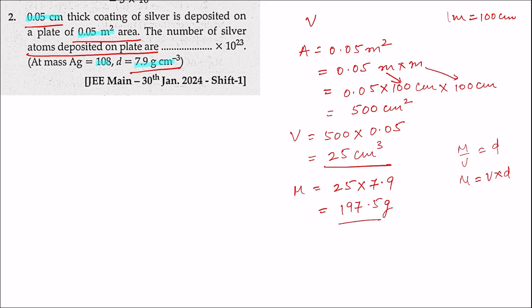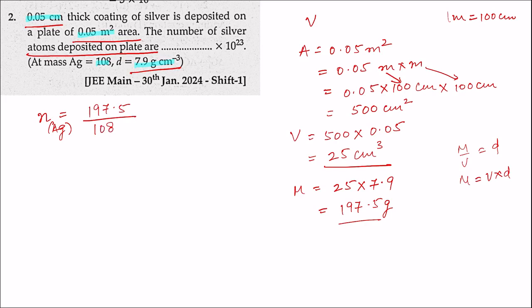Once you know the mass of silver, you can calculate the moles of silver. Moles of silver atoms is equal to weight divided by atomic weight. So 197.5 divided by atomic weight of silver, that is 108 gram per mole.